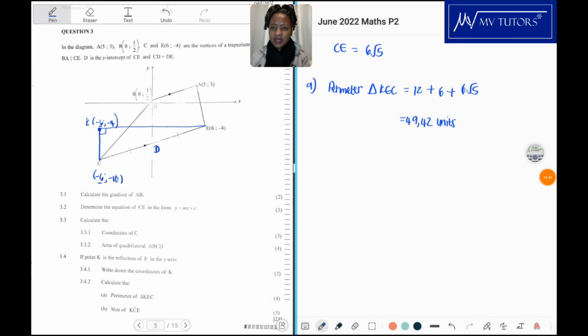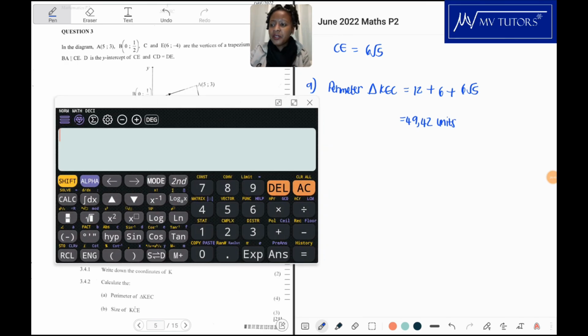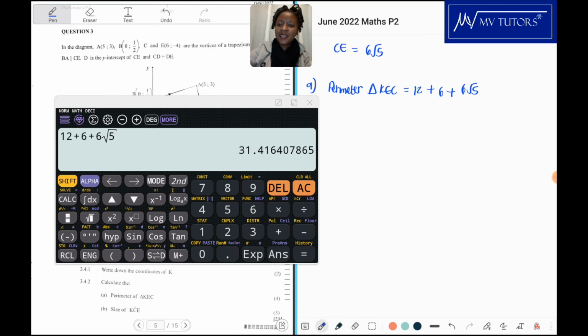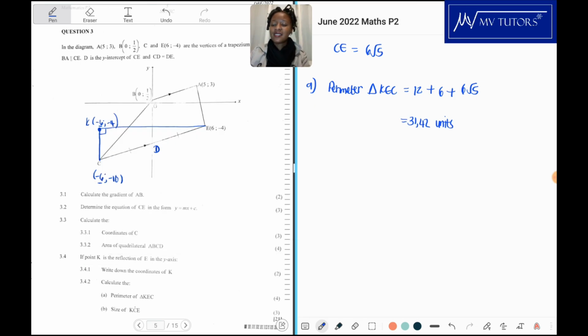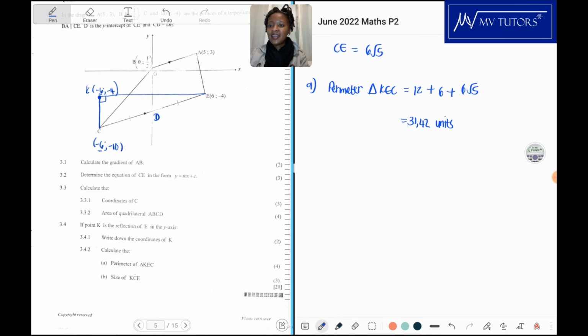Okay, I just want to check this answer. It looks a bit weird. So we have 12 plus 6 plus 6 root 5. Okay, what did I do previously? Actually, that's 31.42, so about 31.42 units. Alright, I don't know what happened there. Okay, but anyway, we're almost there. Took long, but here we are.